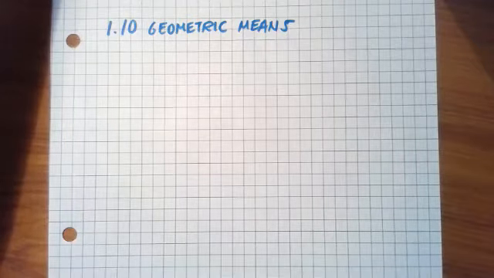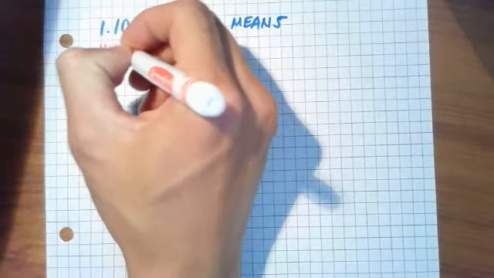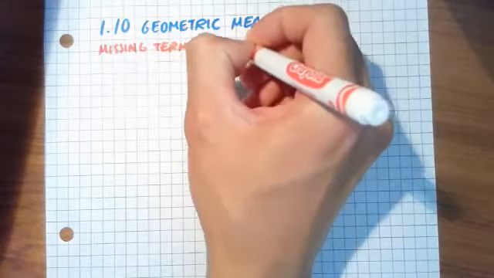Hello everybody, these are the video notes for 1.10 geometric means. The definition: the geometric means are the missing terms in a geometric sequence.